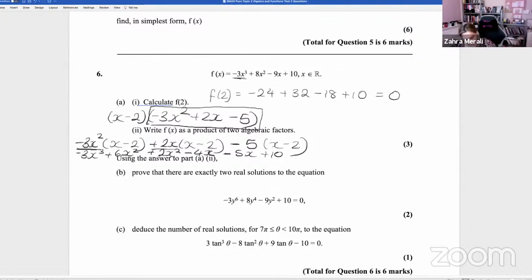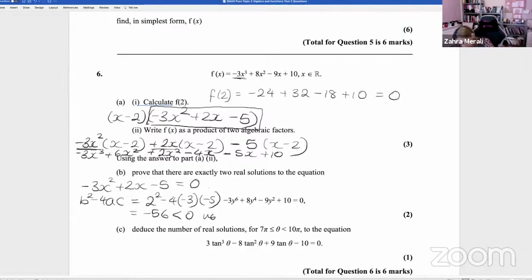So does that have any solutions? You can plug it into b squared minus 4ac. You can sense check it on your calculator as well, and you'll see it doesn't have solutions, but you can also substitute it in. So you're going to say minus 3x squared plus 2x minus 5 equals 0. If we do b squared minus 4ac, we've got 2 squared minus 4 times minus 3 times minus 5. So we end up with minus 56, which is less than 0, so no real solutions.